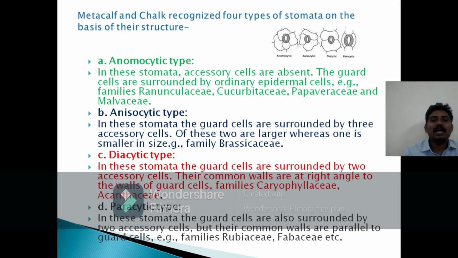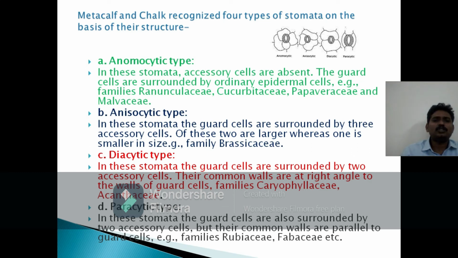For example, in Ranunculaceae, Cucurbitaceae, Papaver and Malvaceae, we could find the accessory cells absent and only the guard cells present. So this is the anomocytic stomata, present in family members like Ranunculaceae, Cucurbitaceae, Papaver and Malvaceae.